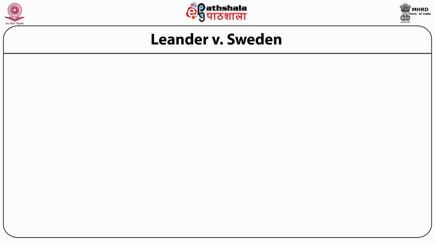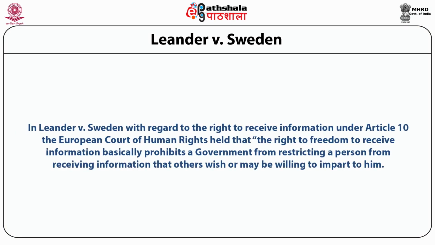Let's look at the case of Leander v. Sweden. In Leander v. Sweden, with regard to the right to receive information under Article 10 of the ECHR, the European Court of Human Rights in Strasbourg held that the right to freedom to receive information basically prohibits a government from restricting a person from receiving information that others wish or may be willing to impart to him. What does that mean? You cannot restrict a person from receiving information that others wish to or may be willing to impart to him. Basically, you cannot impose a restriction on exchange of information between two private parties, is what they're trying to say.